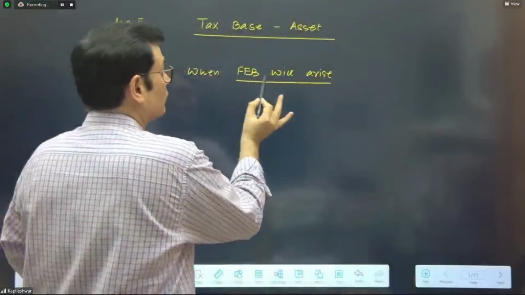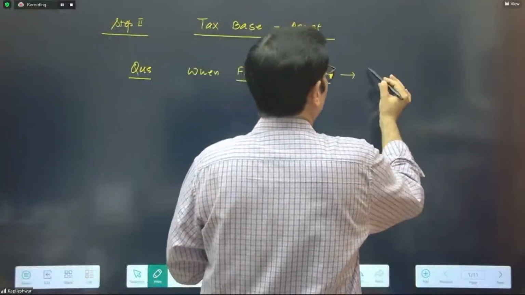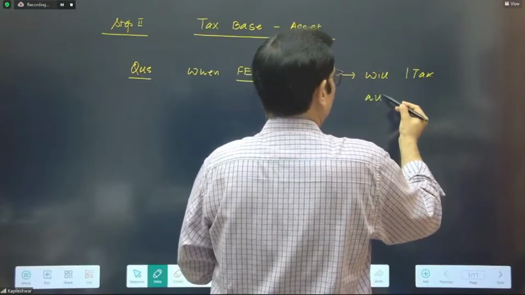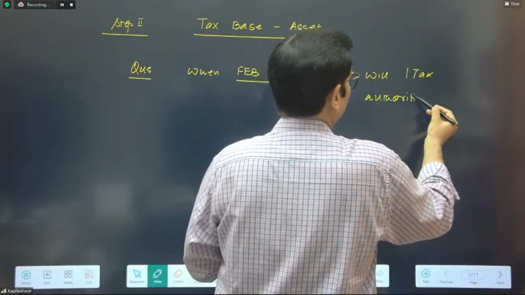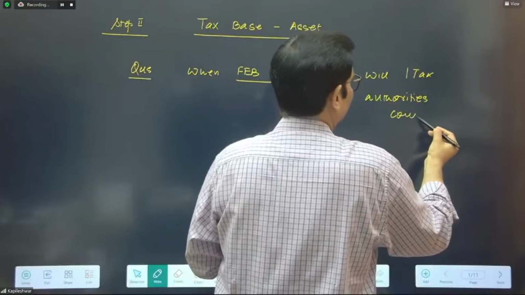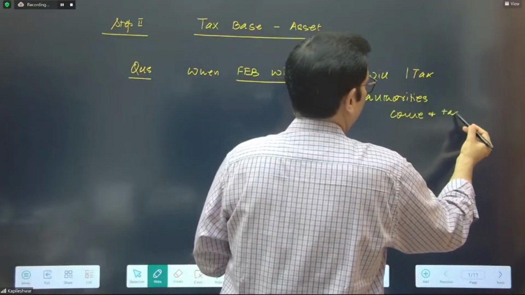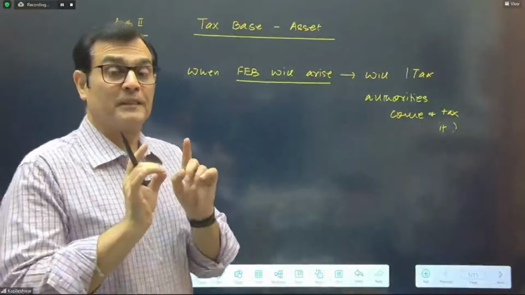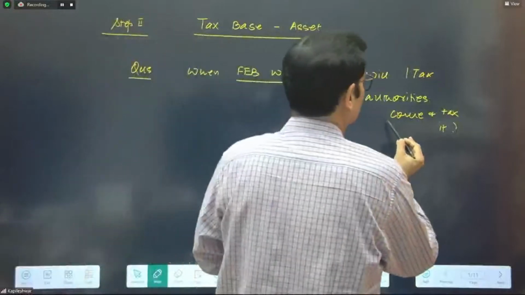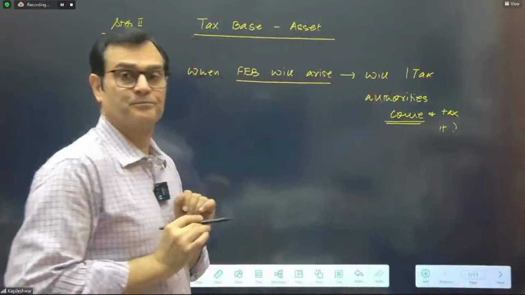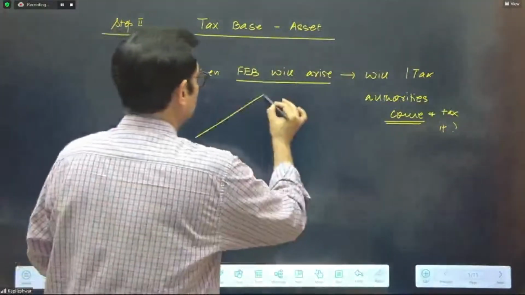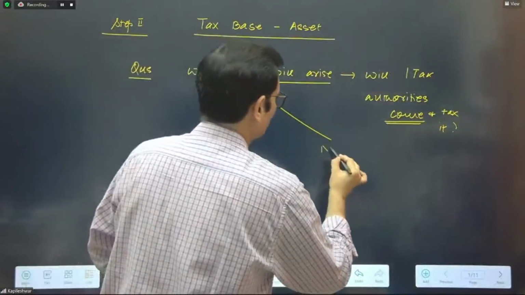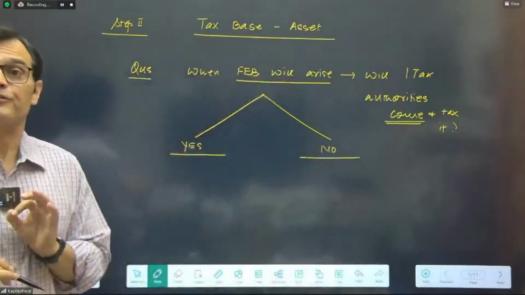So we need to put across when future economic benefits will arise. Will income tax authorities come and tax it? Are they going to come and tax it? That's the question you need to put to yourself. So when the benefits will come, will the income tax authorities come or they will not come? So there are two possibilities. Either we say, yes, they will come and they will tax you, or you say, no, they will not come and they will not tax you.